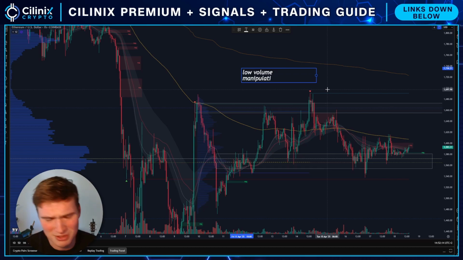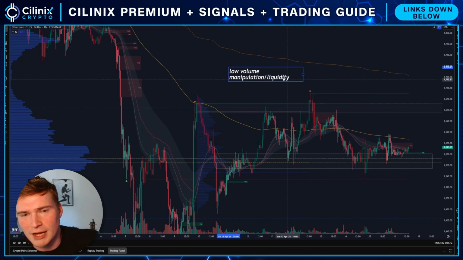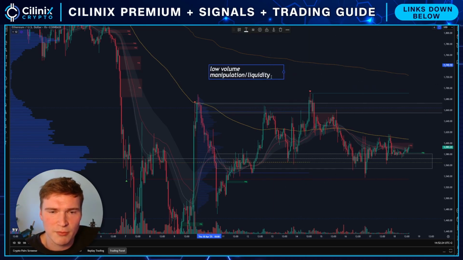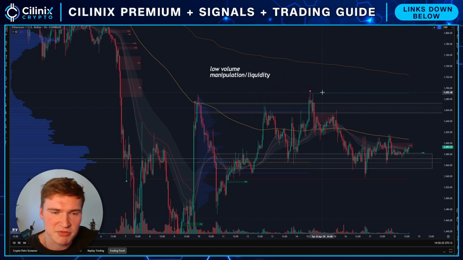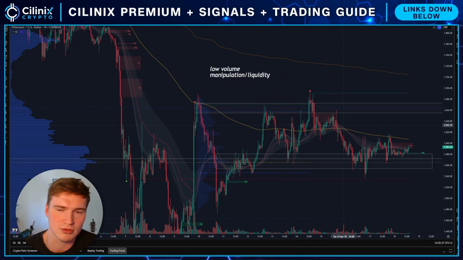Manipulation. Look, I always try to use this word a little bit, but I don't want to use it too loosely, so I wanted to say slash liquidity. But these are the two reasons in which you can actually spot a fakeout. And how to spot it and how to avoid it is basically the same thing. Obviously the foundation of this is being able to draw correct key levels.